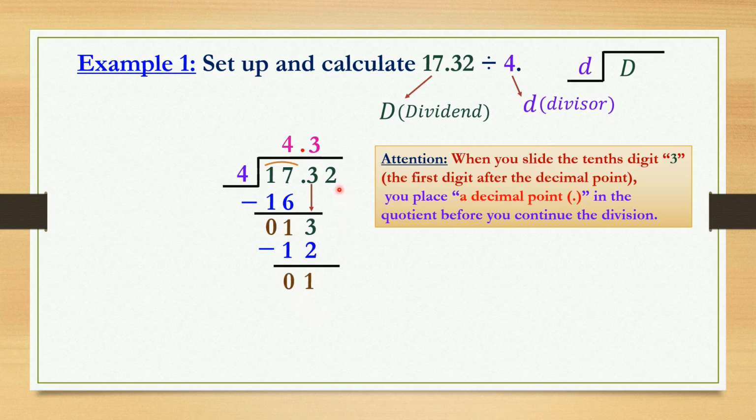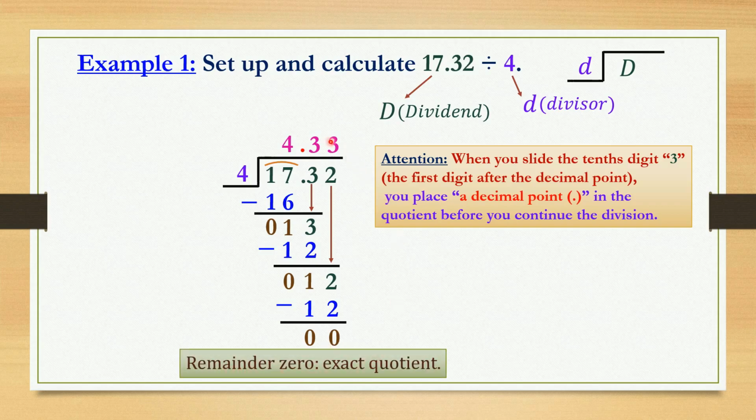Now we still have one digit, the 2. We slide it. We obtain 12. 12 is a multiple of 4. And 4 times 3 equals 12. And the remainder is 0. When the remainder of a division is 0, we call the quotient an exact quotient. This year we are only going to learn divisions that will end and where the quotient is exact. Next year we will learn divisions that will never end. And 17.32 divided by 4 equals 4.33.